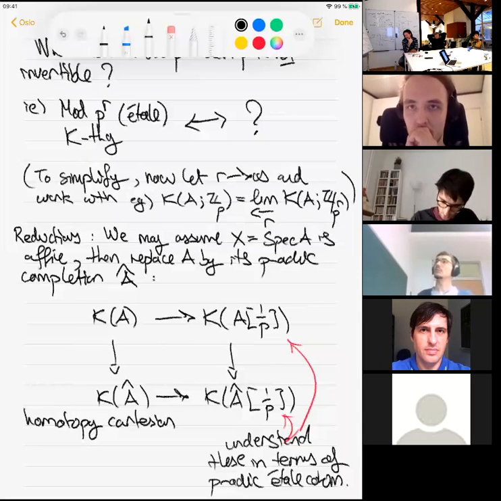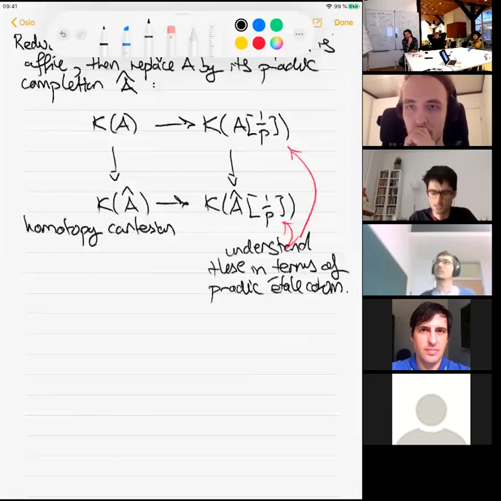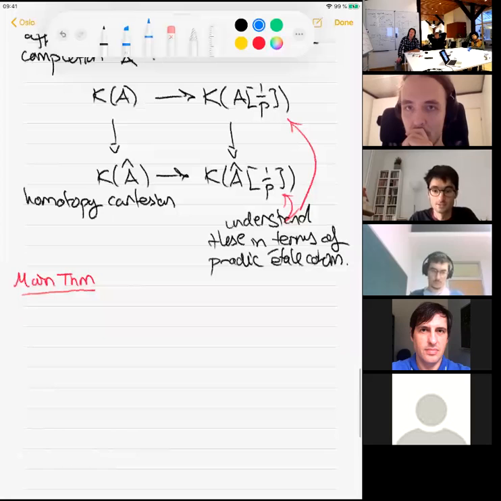And so, thanks to these sort of heuristic reductions, our goal is going to be to understand K-theoretic invariants of p-adically complete rings. And the main theorem that I want to discuss states that there exists, in this generality, a good theory of p-adic étale motivic cohomology with many analogous properties to what we have seen above, away from the characteristic.